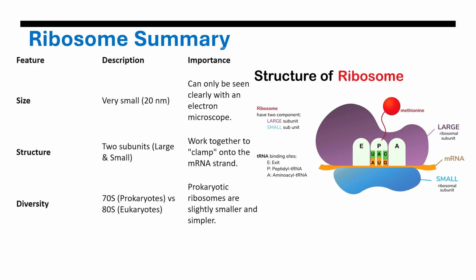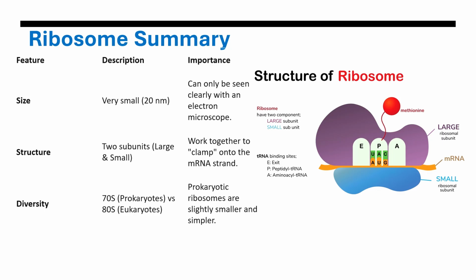Think of them like the two halves of a burger bun. When it is time to work, they clamp together onto the messenger RNA strand, holding the genetic code steady so it can be read accurately. Once a protein is finished, the two pieces simply drift apart again.